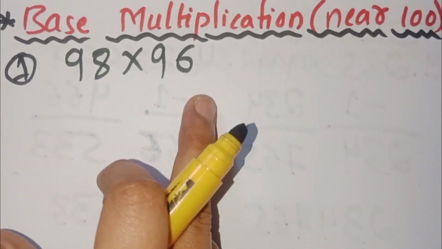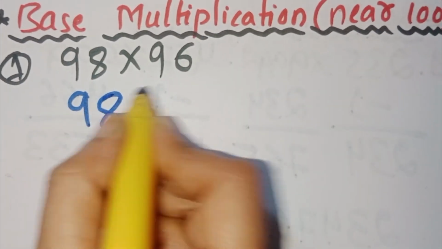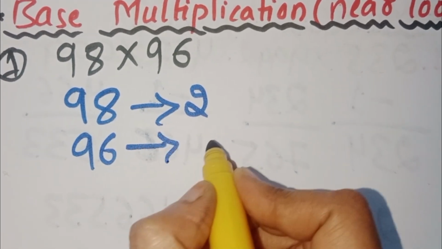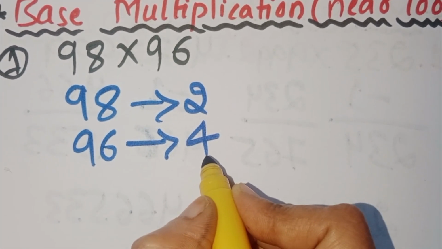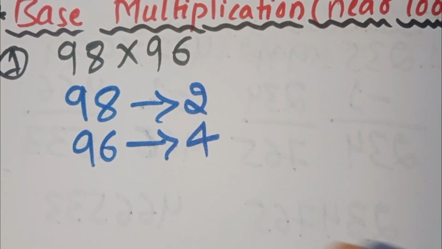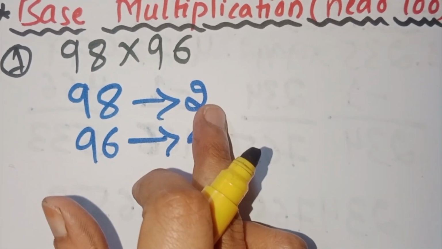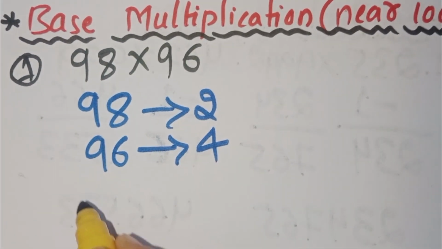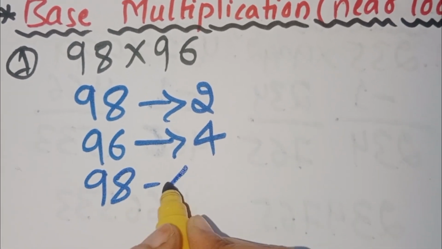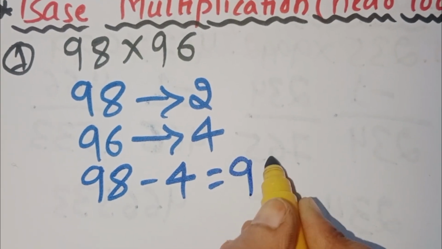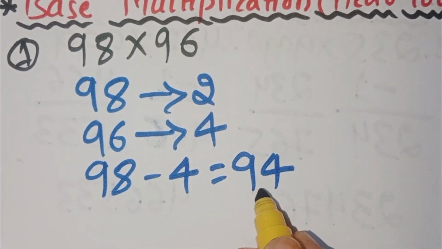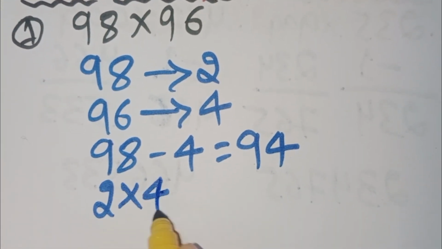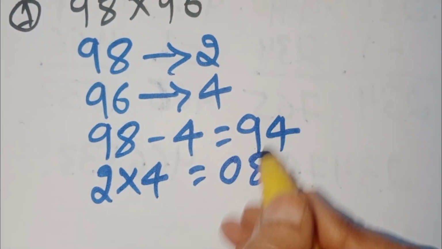Base multiplication near 100. 98 into 96. 98 is 2 below 100. 96 is 4 below 100. 98 minus 4, we get 94. 96 minus 2 is also 94. This is our first part. 2 into 4, 8. Combine these two numbers.